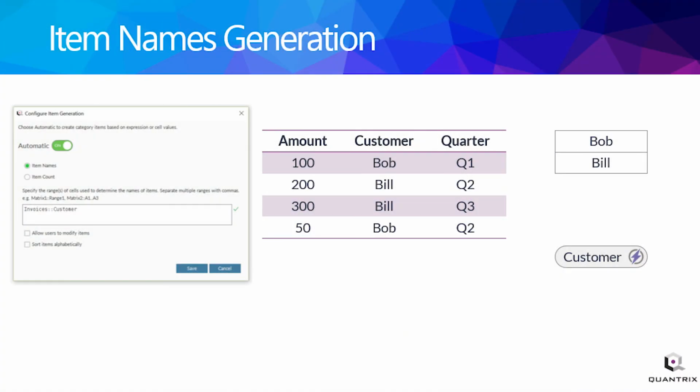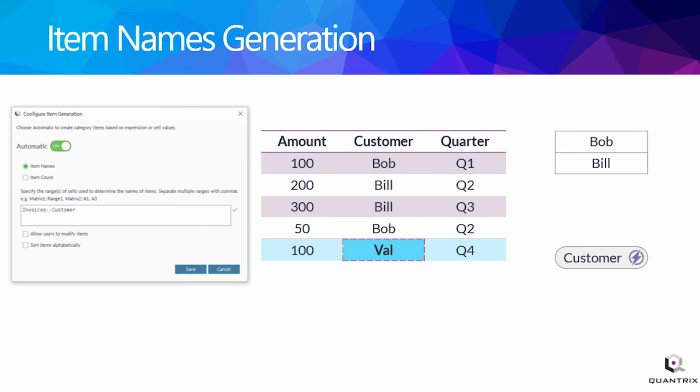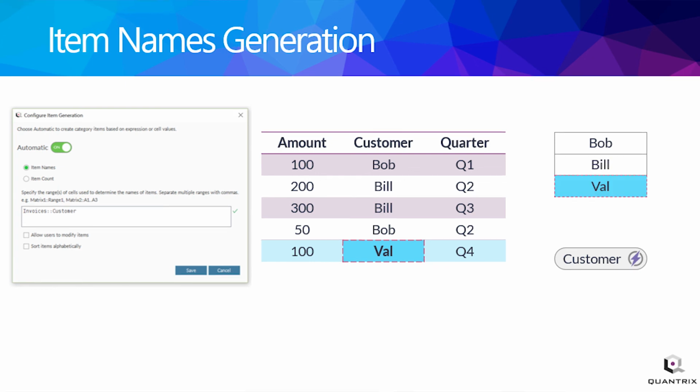Perhaps more importantly is item name generation. Here I have a list of data. I have some invoice amounts, and I have that by customer and by quarter. And so, as you imagine, I'd have a very nice formula which is going to sum using customer as customer. But here, what happens if Val comes along and buys 100 in Q4? Well, obviously my customer category doesn't have Val as an item. If I'd done this properly, I would have set up a data link in the past. You don't need to do that now. This will, in real time, dynamically add Val to that list. And again, your formulas will work as intended.